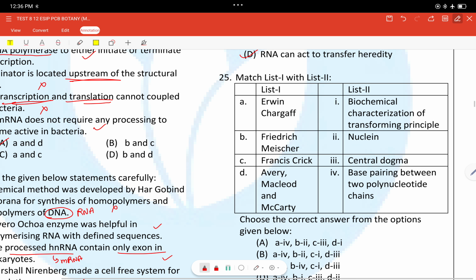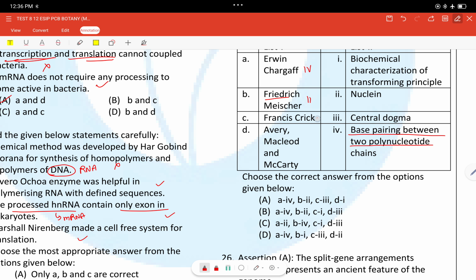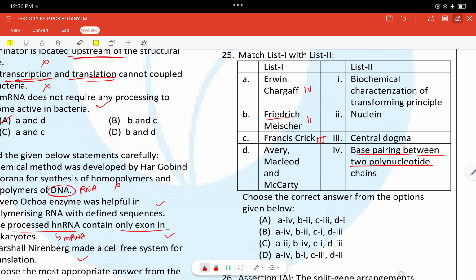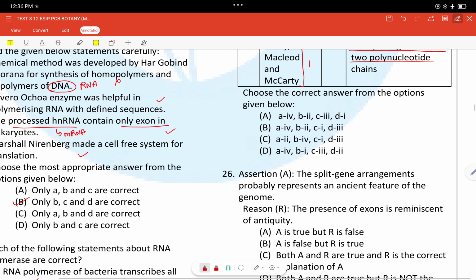Next is match the column. Erwin Chargaff gave base pairing between two nucleotide chains. Friedrich Miescher gave the term nuclein. Francis Crick gave the central dogma. Avery, MacLeod and McCarty gave the biochemical characterization of the transforming principle. The transforming principle was given by Griffith, but the biochemical characterization was given by these three scientists. So the answer will be A.